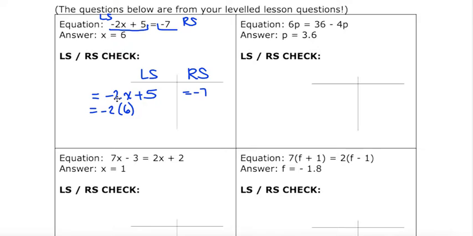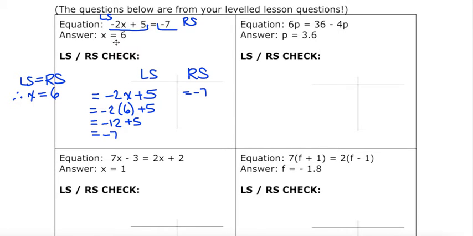So negative 2 times 6. Remember this, when we have a number right in front of a letter, that means multiplication. So negative 2 times 6 plus 5. Negative 2 times 6 is negative 12, and negative 12 plus 5 is negative 7. Our goal is to get the left side to equal the right side. So that is the case for this one. So our concluding statement will be the left side equals the right side. Therefore, x equals 6.